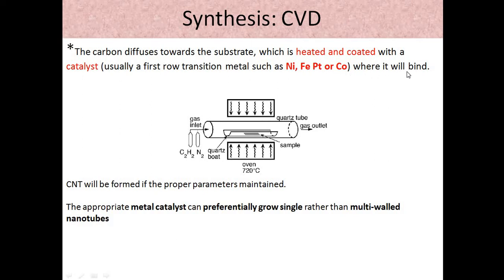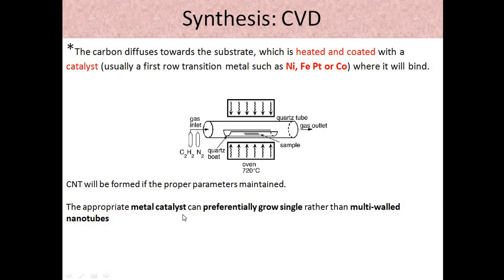So these are the different catalysts which are used in this synthesis, and these catalysts are coated on the substrate. Once the carbon source gas, that is CO2, carbon monoxide, acetylene gas, or methane gas, is transferred through this, it deposits on the surface of the catalyst as a carbon nanotube. CNT will be formed if proper parameters are maintained. We have to maintain certain conditions.